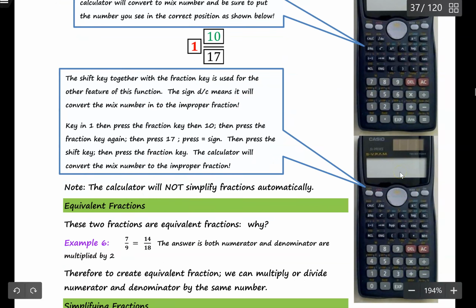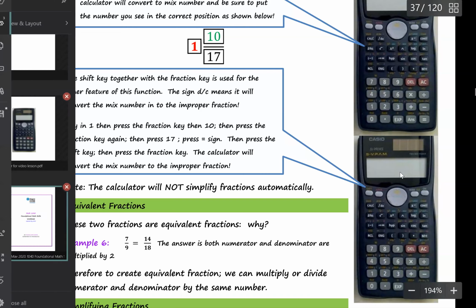All right, so I will go to my screen with the calculator, and if you can have your calculator right beside you right now, you can try along with me so that we can get the answer that we need. Okay, so let's get started.